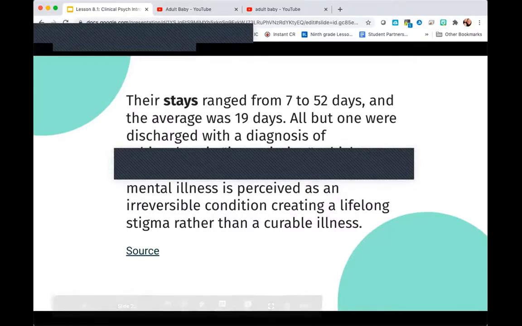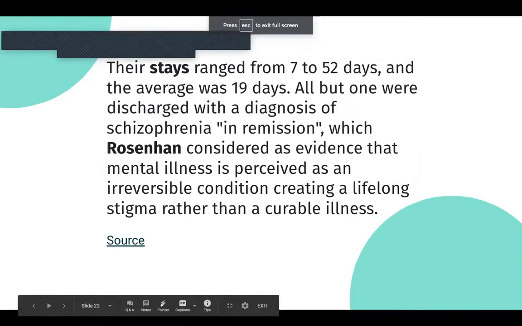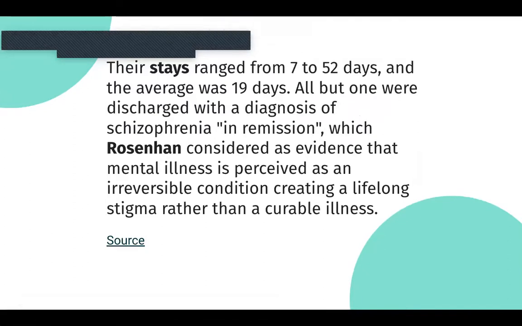With the Rosenhan study, their stays ranged from 7 to 52 days, with the average being 19 days, and all but one were discharged with a diagnosis of schizophrenia in remission. And like it says here, Rosenhan considered this as evidence that mental illness is perceived as an irreversible condition and creates a lifelong stigma rather than a curable illness. So we're really looking at here the disadvantages of a label, that the person becomes the label. When we look at the advantages of it, the intention is to get that person appropriate treatment.